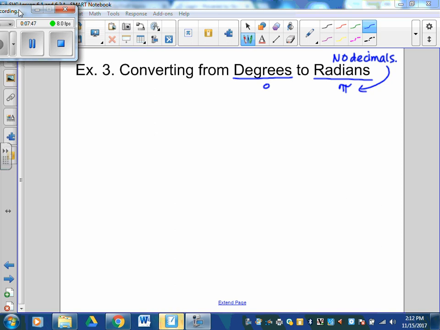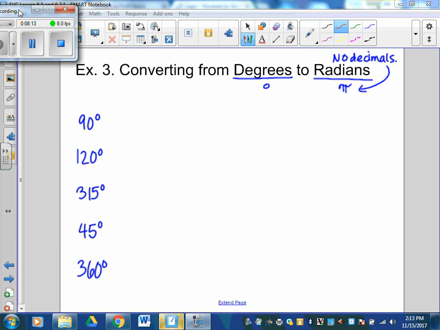So first off, I'm going to give you 90 degrees. I'm going to give you 120 degrees. I'm going to give you 315 degrees. And I'm going to give you 45 degrees. And let's do 360 degrees. Okay? So the idea is, how do I convert those to radians?